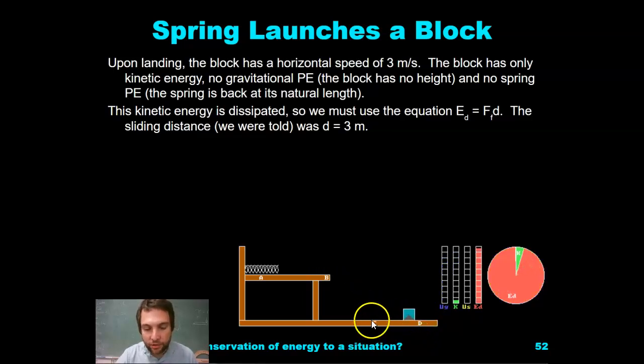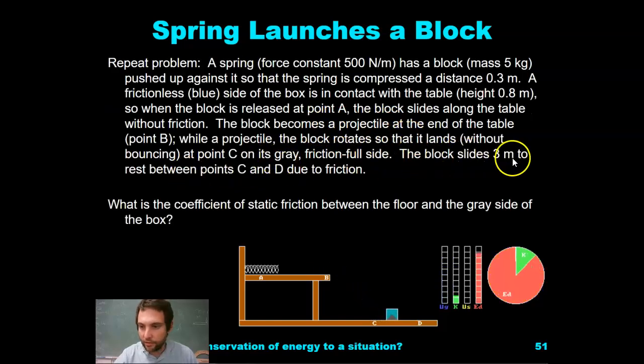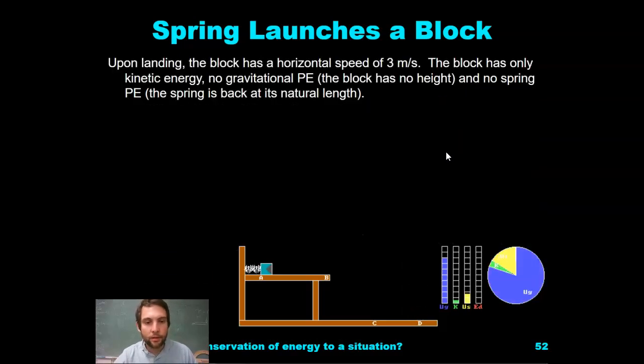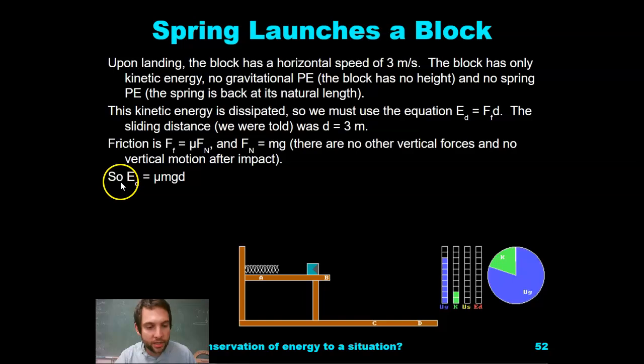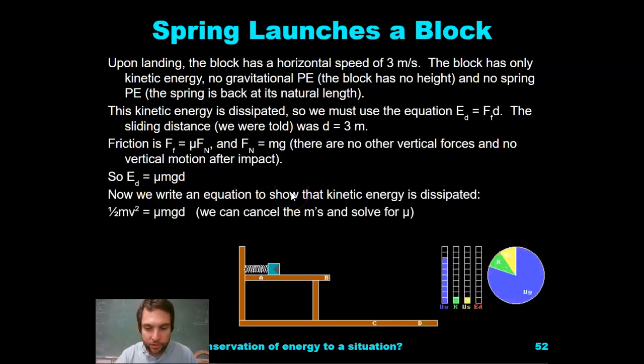So energy in the beginning would be the kinetic energy at point C, and the energy at the end would be the dissipated energy, which is force times displacement. In this case, the force dissipating the energy is friction. So we'll use friction, F sub F equals mu times normal force. The sliding distance was 3 meters. That was in the problem, right here: block slides 3 meters to rest between C and D due to friction. So when it lands, friction force is mu times Fn. Fn equals mg because it's horizontal and there's no other vertical forces and no vertical motion after impact. So our dissipated energy equals mu times mg times displacement. So we rewrite the equation and plug in our numbers. The m's will cancel out in this situation and we get mu equals 0.15.